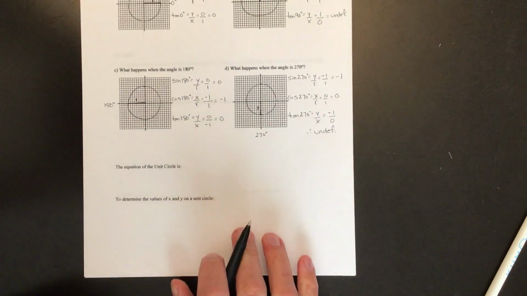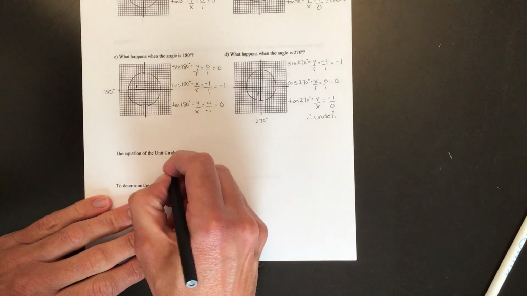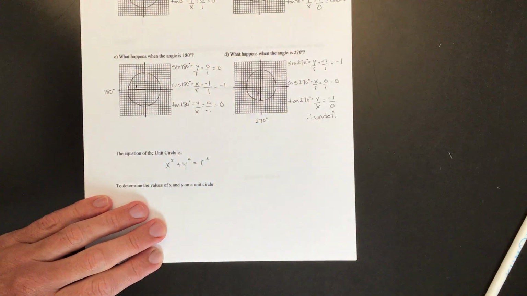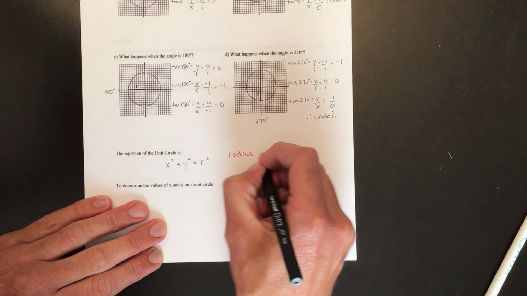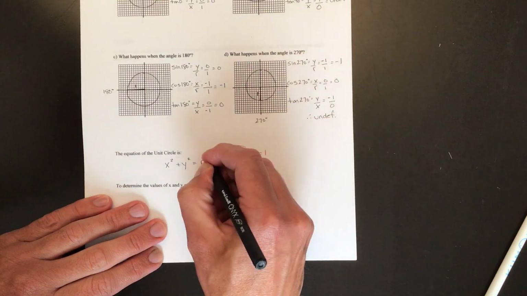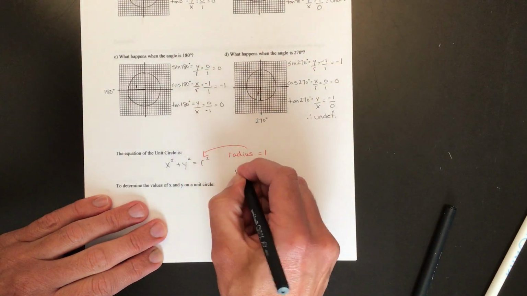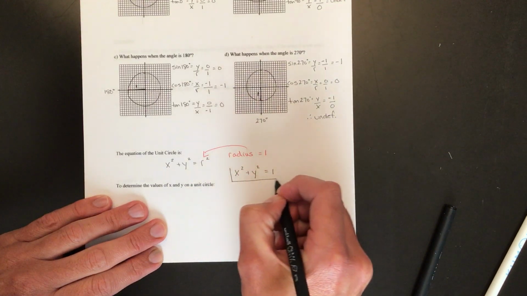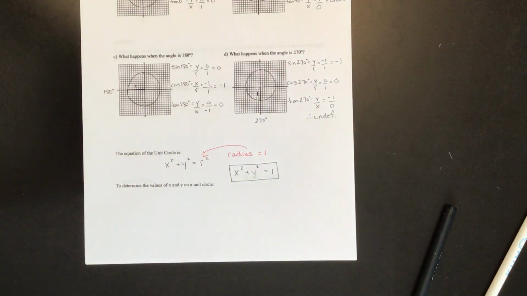So the equation of our unit circle is x squared plus y squared equals r squared. But in the unit circle, the radius equals 1. So my r is in fact going to be 1. So x squared plus y squared equals 1 is the equation of a unit circle.